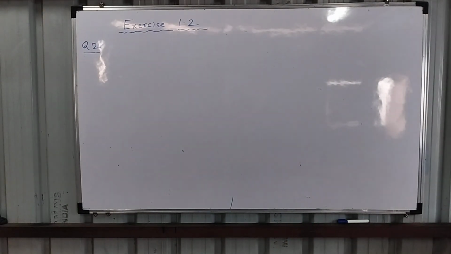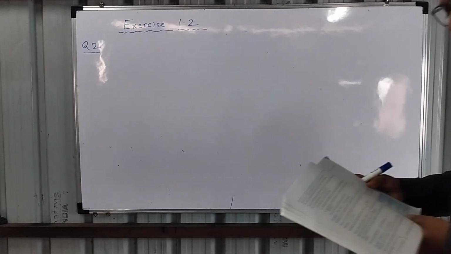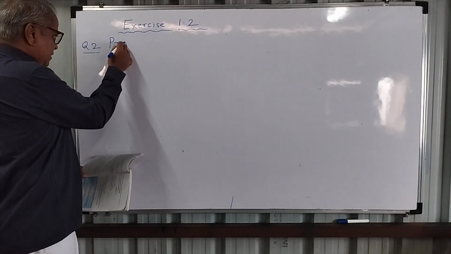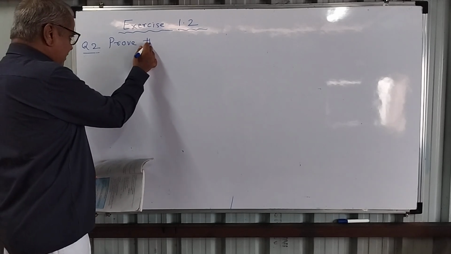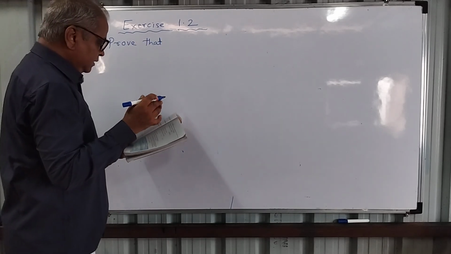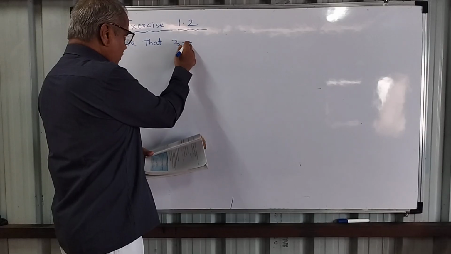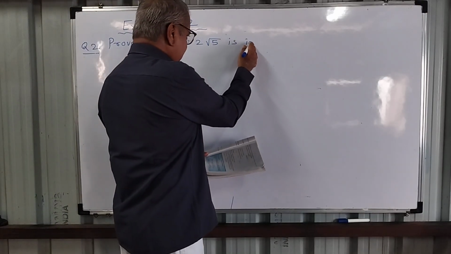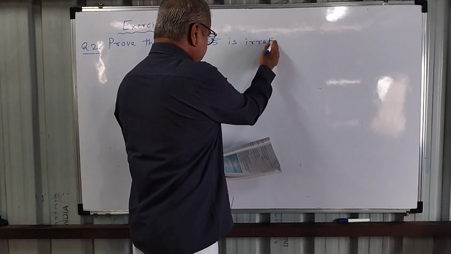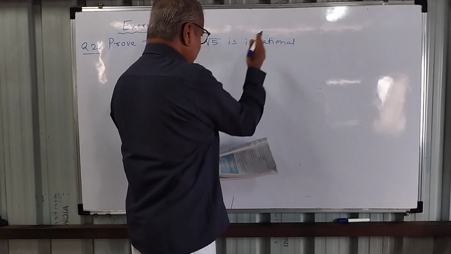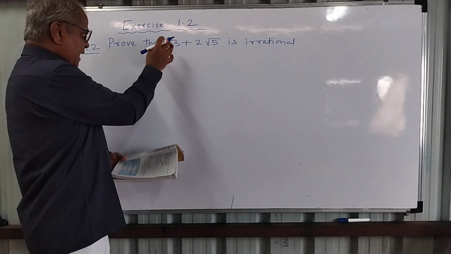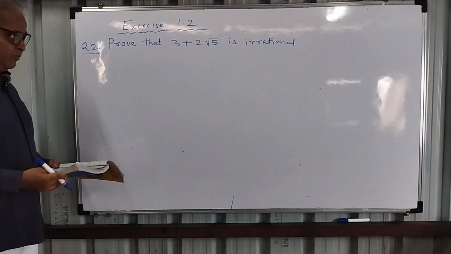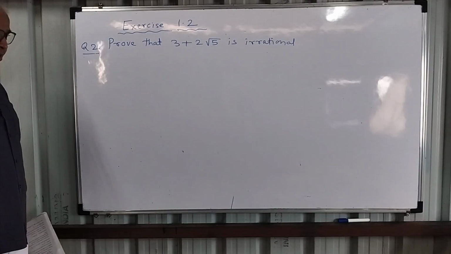Question number 2: Prove that 3 + 2√5 is irrational. This is a very simple question. See, we know rational plus irrational is irrational, but here we need to prove it is irrational.